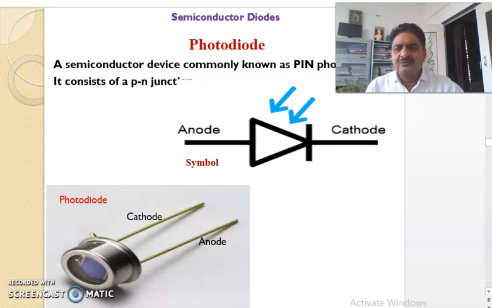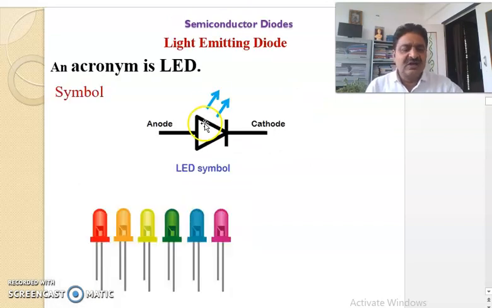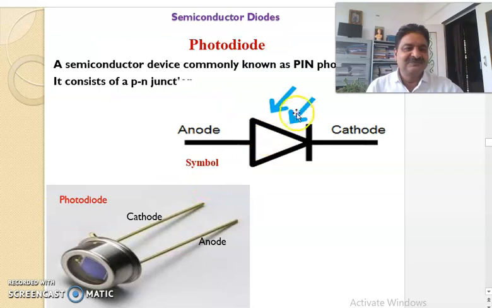light emitting diode, the arrows are outside. Light is emitting here, that's why arrows are outside in LED. And in case of photodiode, light is incident, that's why arrows are inside. As usual, this electrode is anode, this one is cathode. This is the symbol of your photodiode.